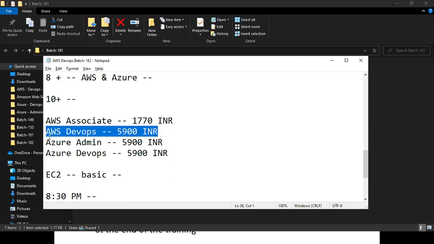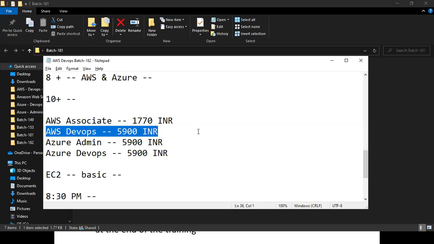As I said earlier, if you complete only AWS DevOps, you can put 2.5 years of experience. If you complete AWS Associate plus AWS DevOps, then you can put 4 years of experience. So if you go with both, 4 years. If you go with only AWS DevOps, then 2.5 years of experience.